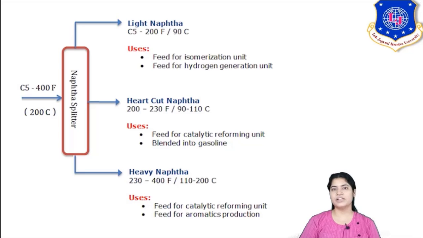Now, to make another kind of blend, as we discussed, about 40 types of gasoline are there. Some are directly added into the finished form of gasoline, and some are sent to the reformate unit to improve their characteristics. That way, the whole naphtha is sent to different units. Light naphtha is sent to the isomerization unit and hydrogen generation unit. The hard cut naphtha is sent to the catalytic reforming unit and can also be used as a blend. Heavy naphtha is again sent for catalytic reforming. So you can see the different cuts of naphtha are used in various other units.